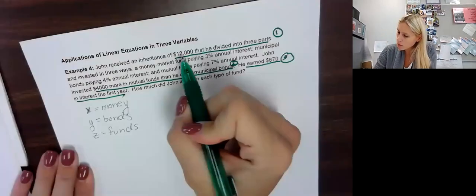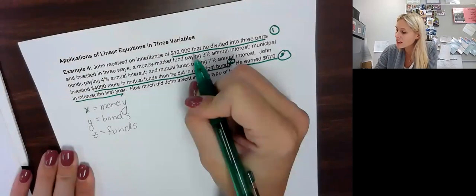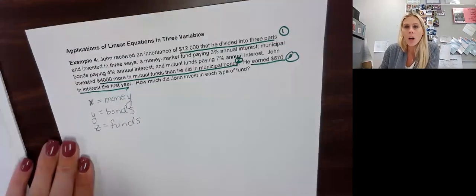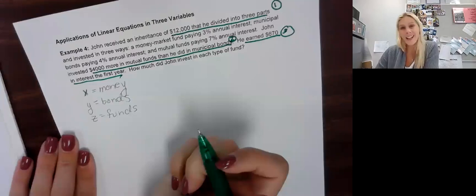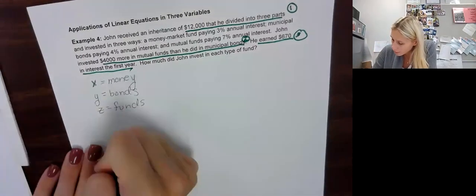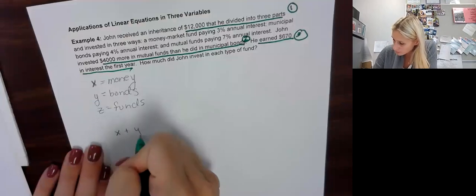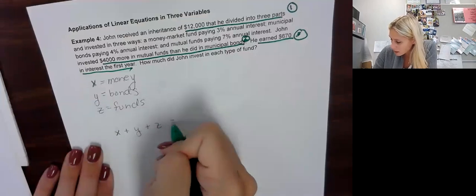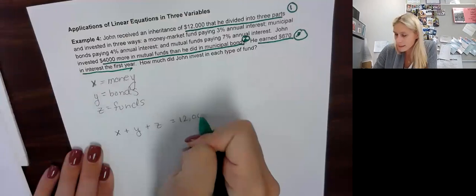So here we go, that John received in here is he has $12,000 and he divided it into three investment ways, okay? So, or not equal, but invested it in 3 ways, right? So in other words, whatever he invested in the money, in the bonds, and in the funds, they all add up to $12,000. That is equation 1.